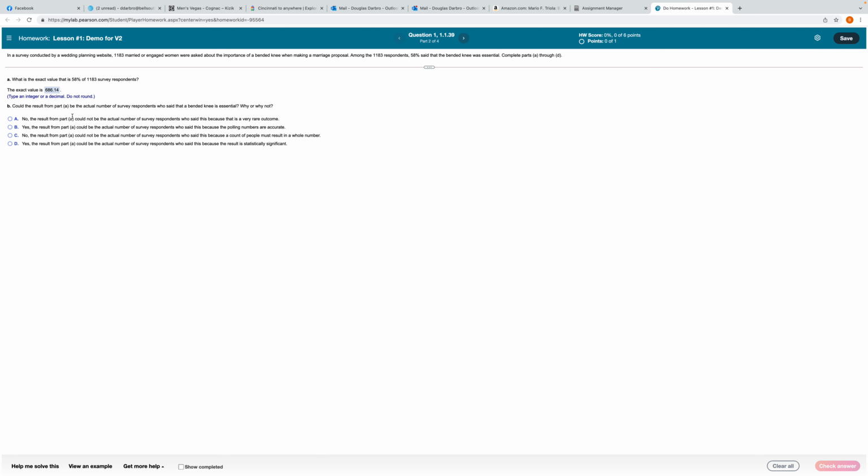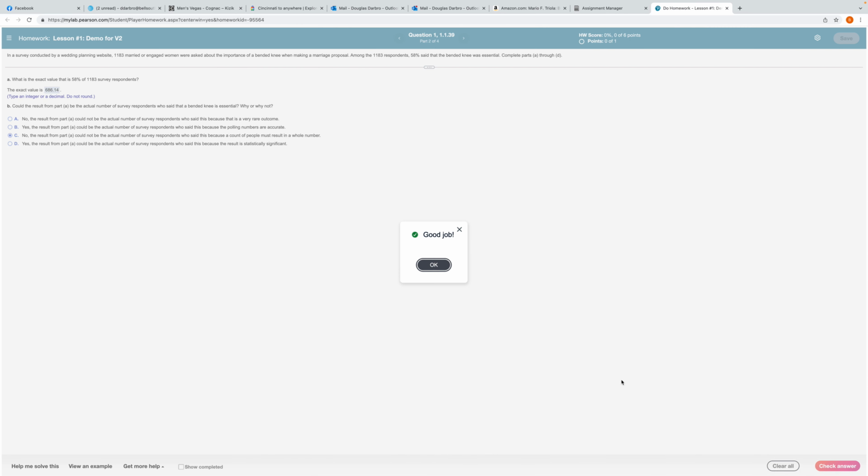So no, the result from part A could not be the actual number of survey respondents who said that, because that's a rare outcome. Well, it doesn't have to do with it being rare, statistically speaking. It has to do with we can't have 0.14 of a person. No, the result could not be the actual, because this count must be a whole number. So clearly, C would be the correct response.